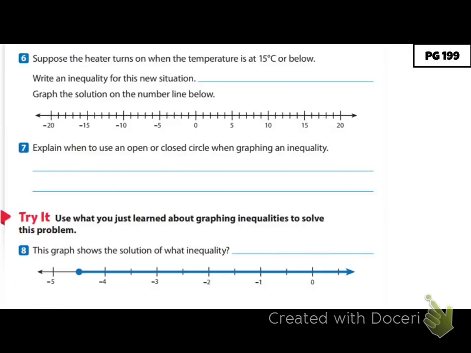So number 6 says, suppose the heater turns on when the temperature is at 15 degrees Celsius or below. Write an inequality for the situation. So this time it says is at 15 or below. So now we are including 15. So we'd still use our x. We'd still have our less than, only now we would put less than or equal to because the 15 is now included with our possible solutions.